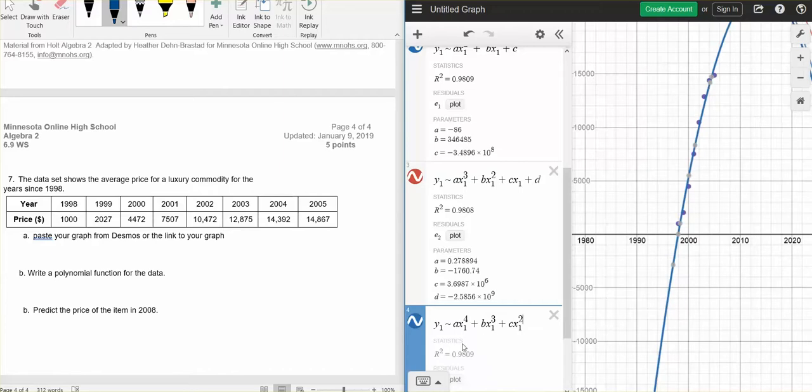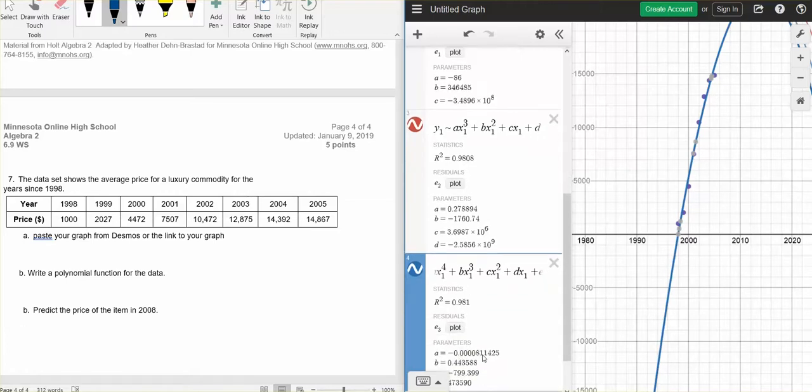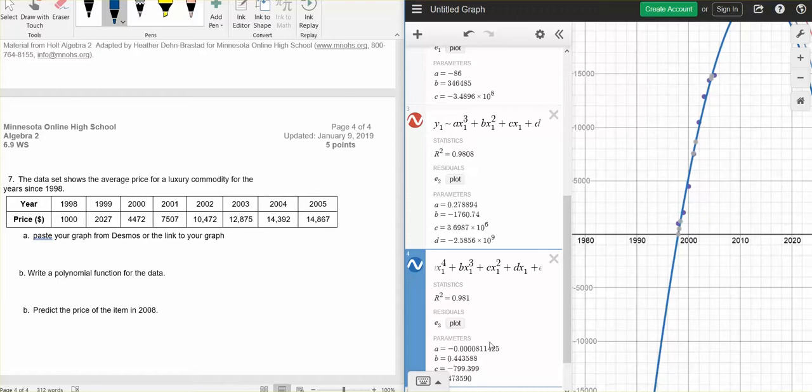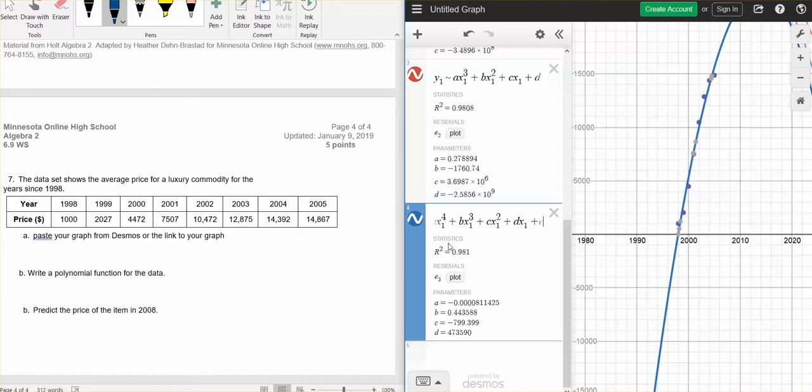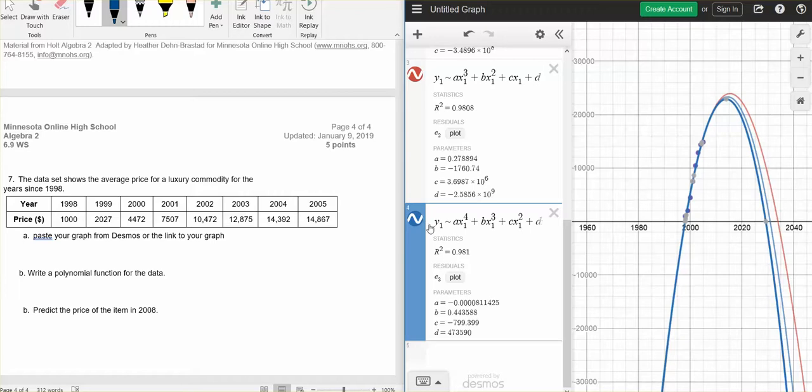Let's see, I'm at squared, and then I'd have to do d x sub 1 plus, plus e. And this one is 0.981. So these are very close to each other. This one, the last one I did, is a little bit better fit because the r squared value is the 1 instead of the 0 is slightly closer. And you could keep going if you want and try x to the 5th and see if you are able to find one that's really, really close.